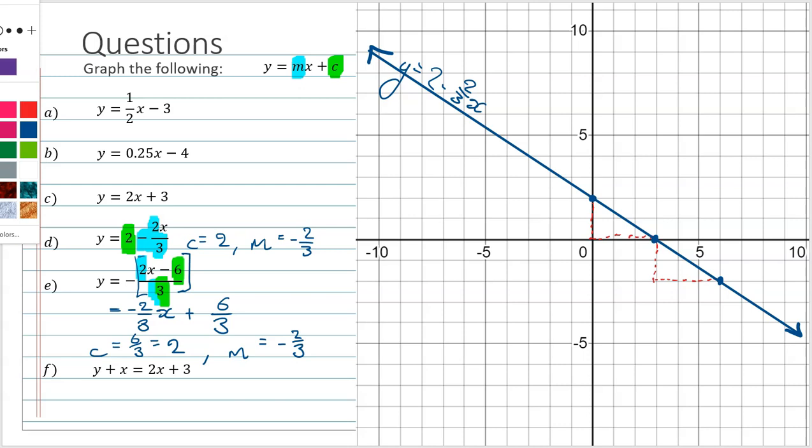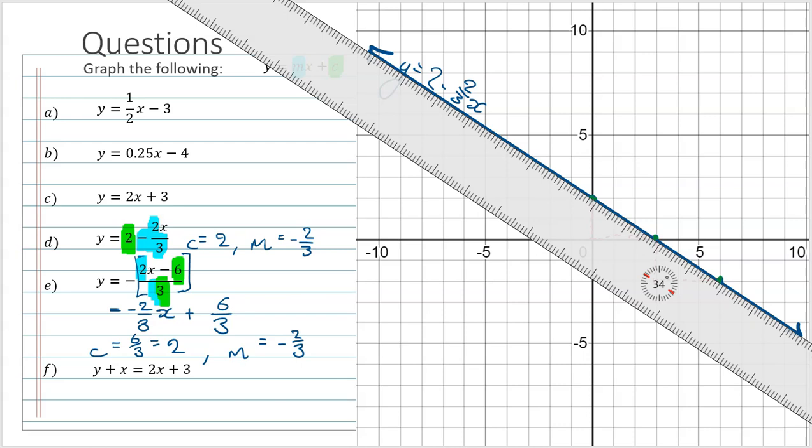Now graphing this using a lovely green pen, we're going to look for positive 2, which is here. Then we're going to go negative 2 over 3. So down 2, across 3. Down 2, across 3. And what we have found is that the points seem to line up. Interesting.